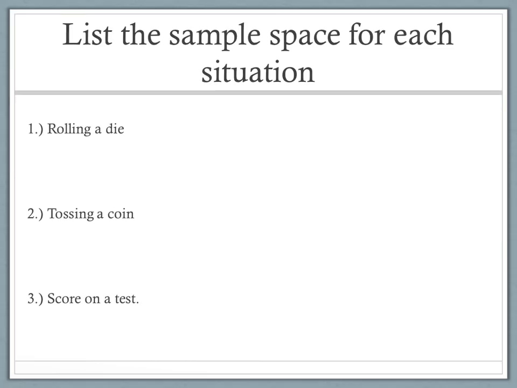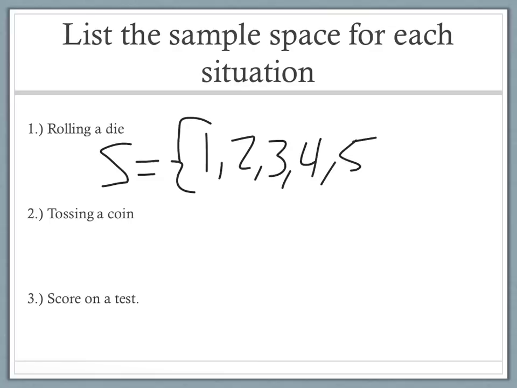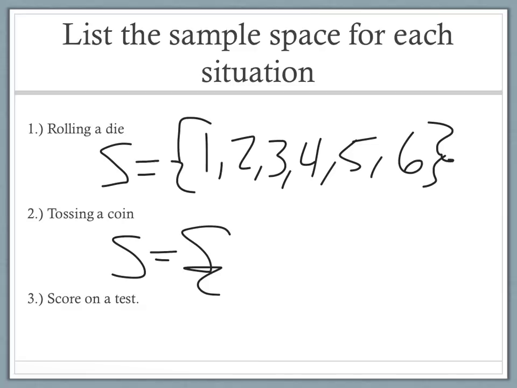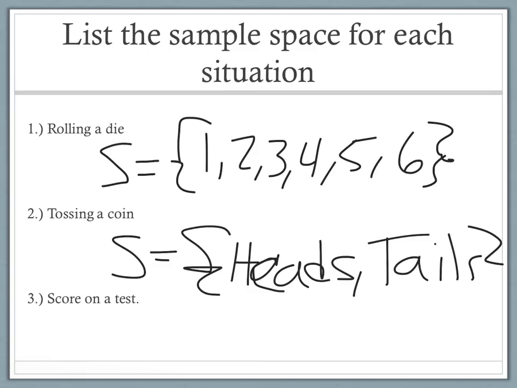Now let's talk about sample space. Sample space is all the possible outcomes. We write it as S equals, and then all of the possible outcomes. So 1, 2, 3, 4, 5, and 6, because those are all the possible outcomes that I can get when I roll a die. When tossing a coin, our two choices are heads and tails. Those are the two outcomes I can get.